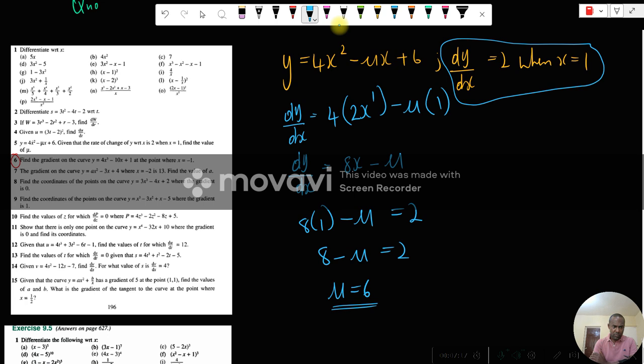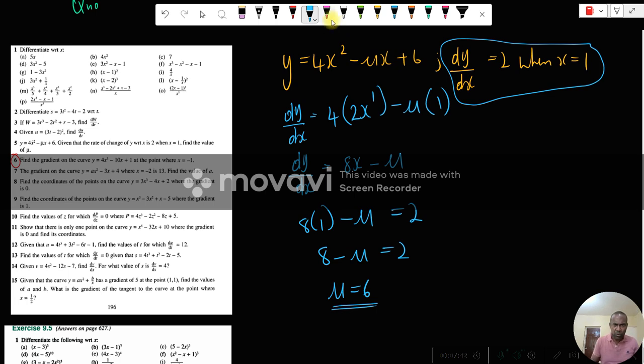All right? So not only should we be able to differentiate expressions to find the gradient function, we should be able to apply the gradient function to something like finding the gradient at a particular point, or using it to find some unknown constant given the gradient and the coordinate of a particular point. So that was number 5.